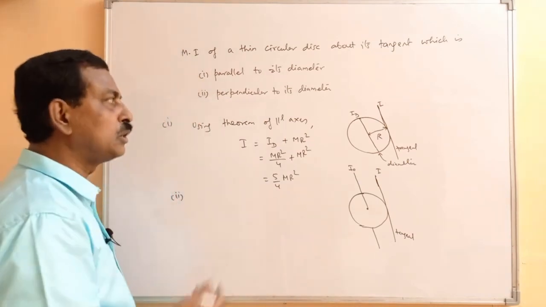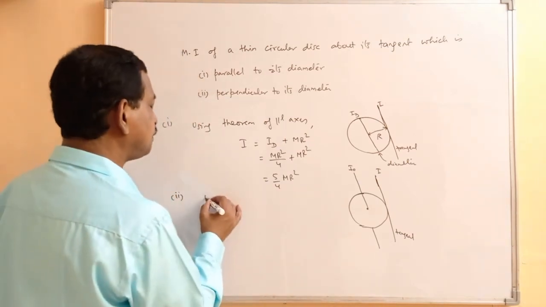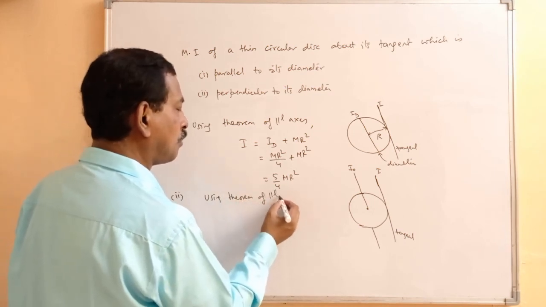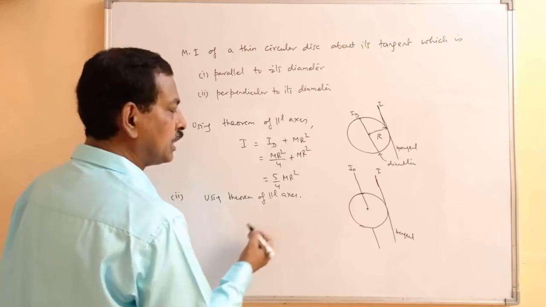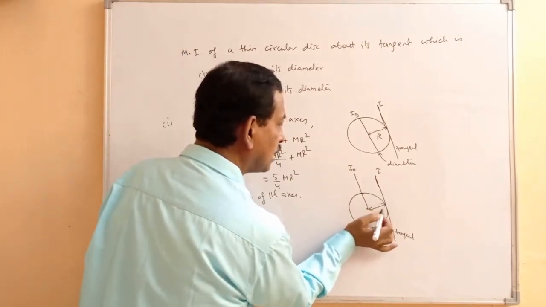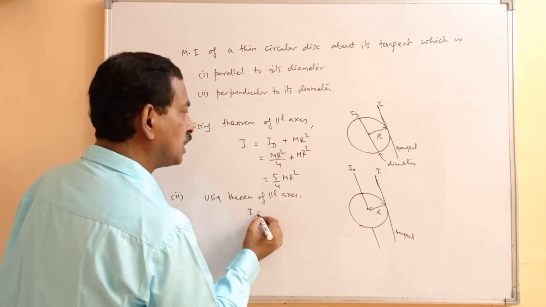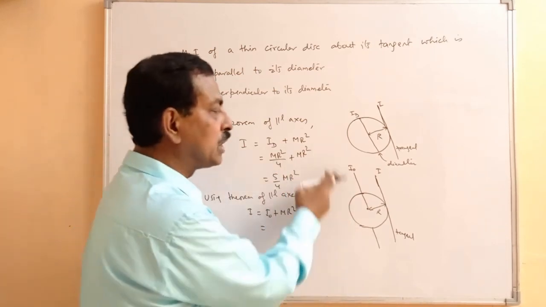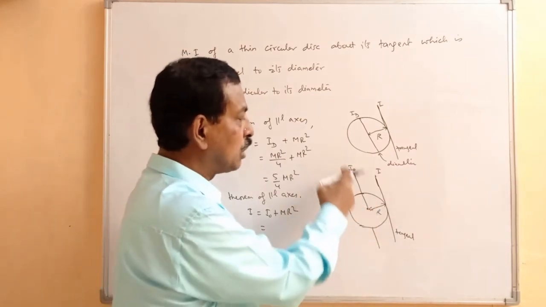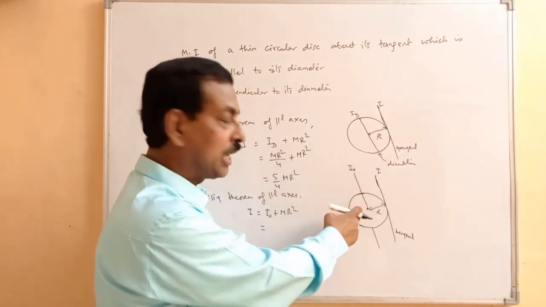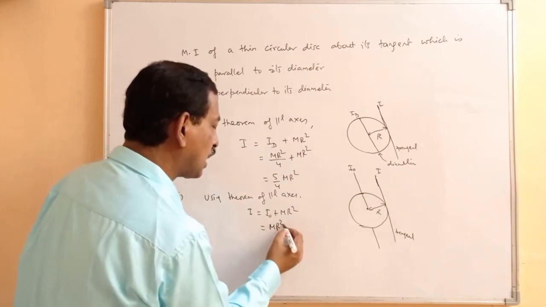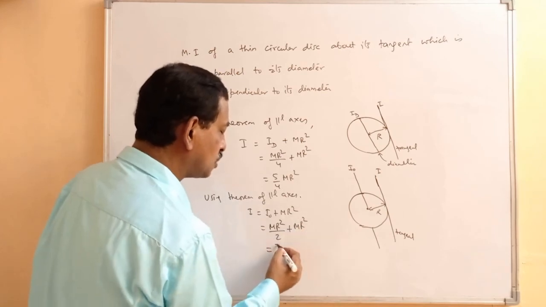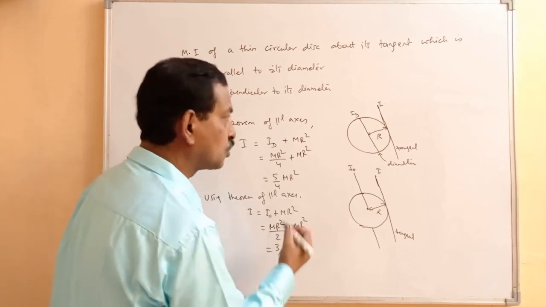So this time again we'll use the theorem of parallel axis. Here this distance is again R. So I will be equal to I naught plus MR square. But this time the moment of inertia of the disc about its center of mass and perpendicular to its plane is MR square by 2. Adding MR square, that is 3 by 2 MR square.